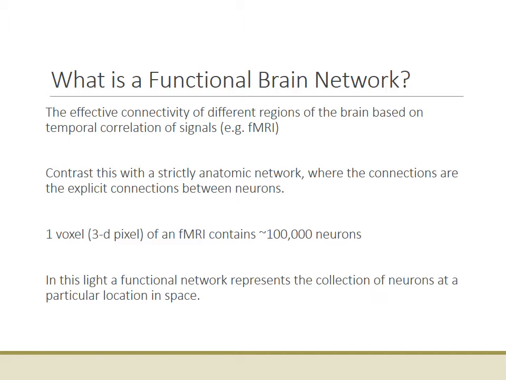With fMRI, for example, one voxel or three-dimensional pixel contains about 100,000 neurons, and so when you look at it this way, you're not really measuring individual neurons. You're measuring sort of the aggregate activity of those 100,000 neurons, and so in this light, functional networks really represent collections of neurons at particular locations in space and time.